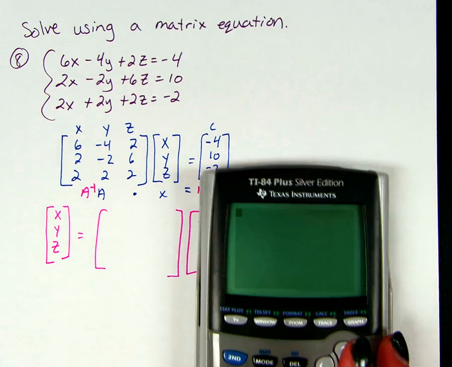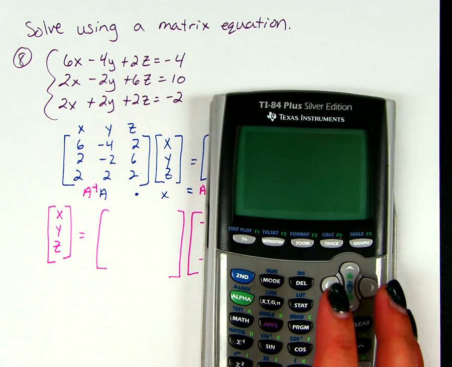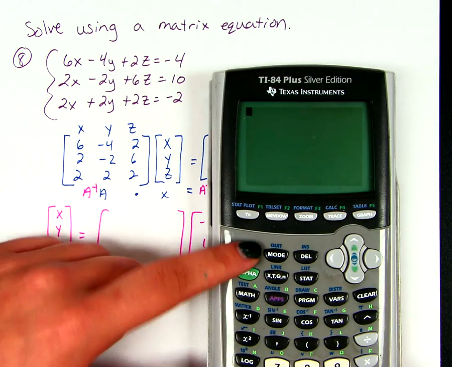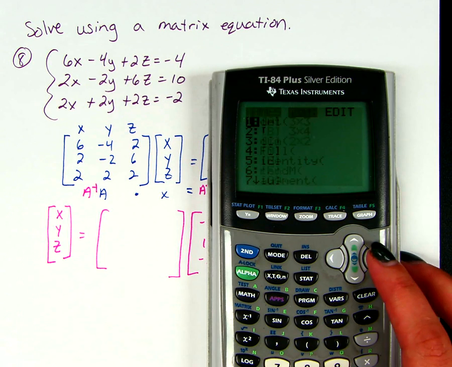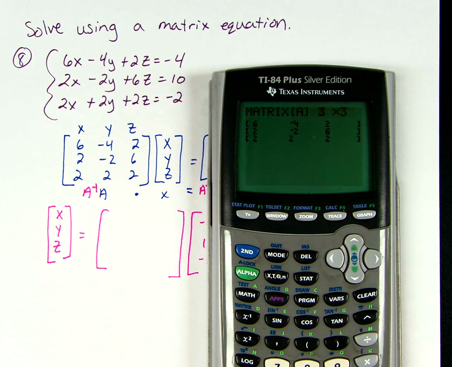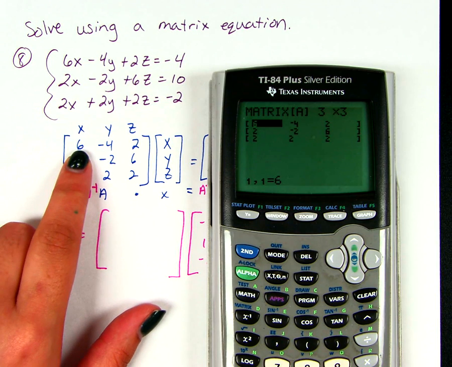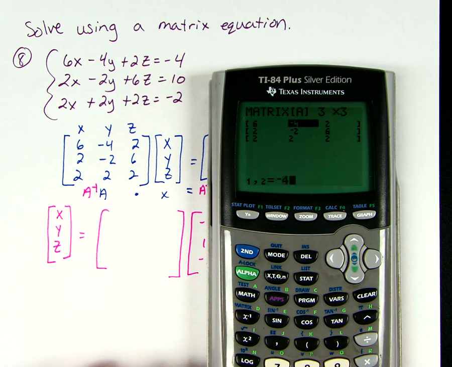So on our calculator, we're going to go to our matrix menu. So second matrix, and then over to edit. And then I'm just going to use matrix A. So again, we have a 3 by 3, and then we're just typing in this matrix. So 6, -4, 2, 2, -2, 6, 2, 2, and 2. Okay. So once we have it typed in, then we're going to find the inverse.